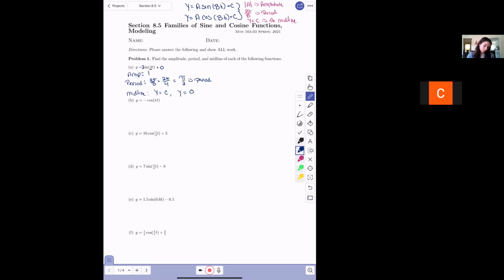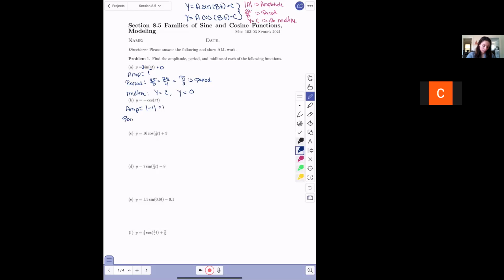Okay. Then moving on. Next we have our amplitude. Our amplitude is equal to the absolute value of -1. Remember, the amplitude is the absolute value of the a value. Here, our a value is -1, so our amplitude again is 1.